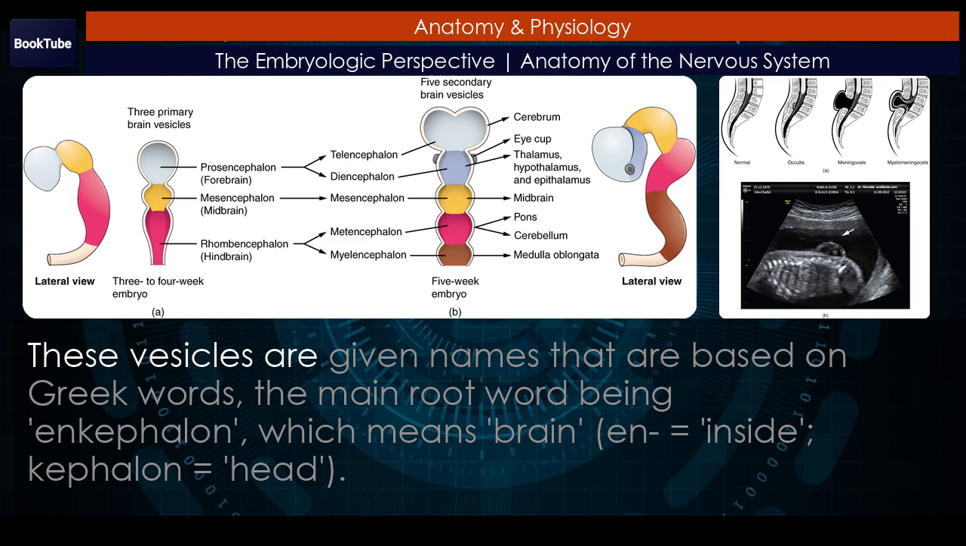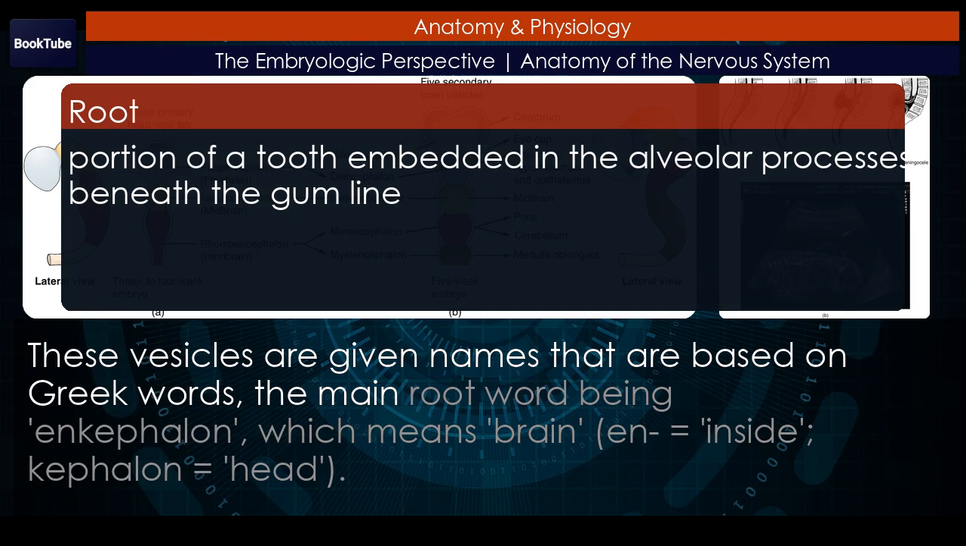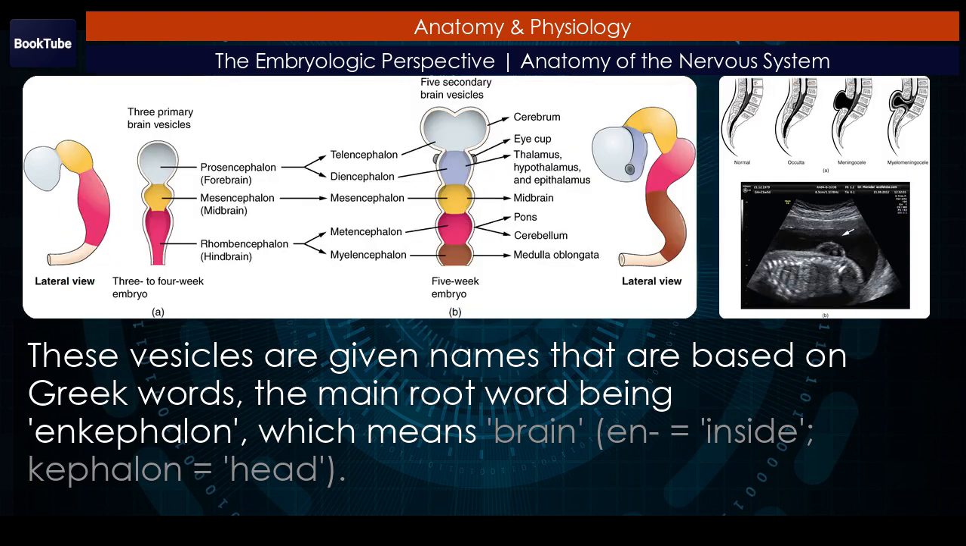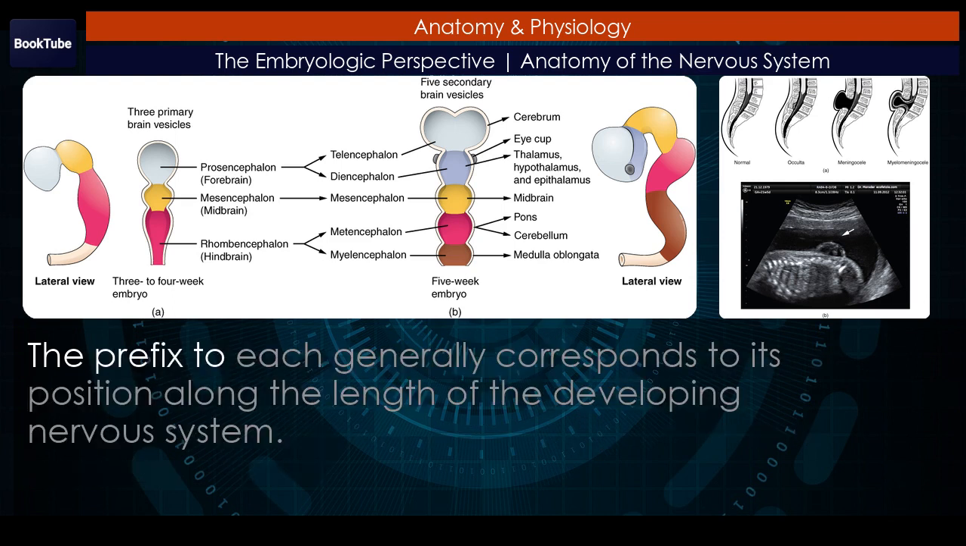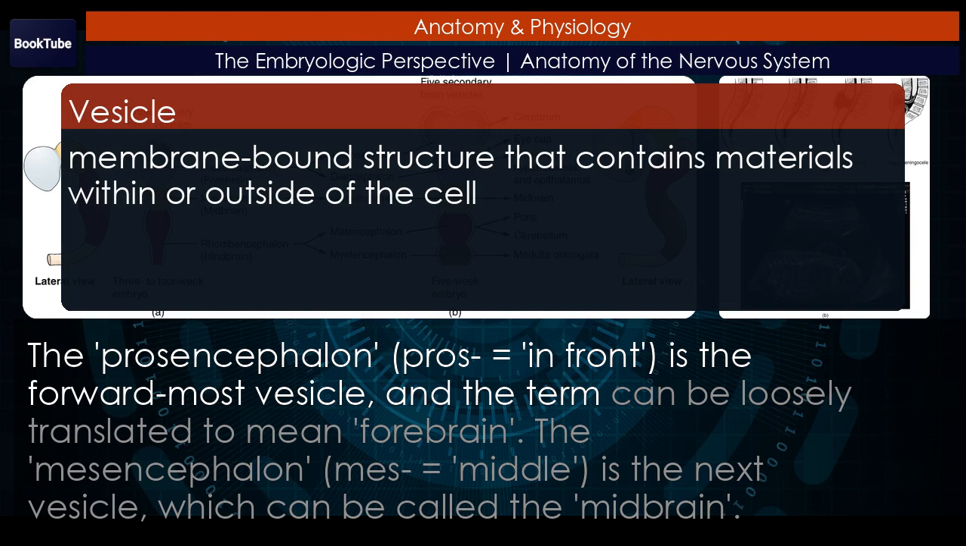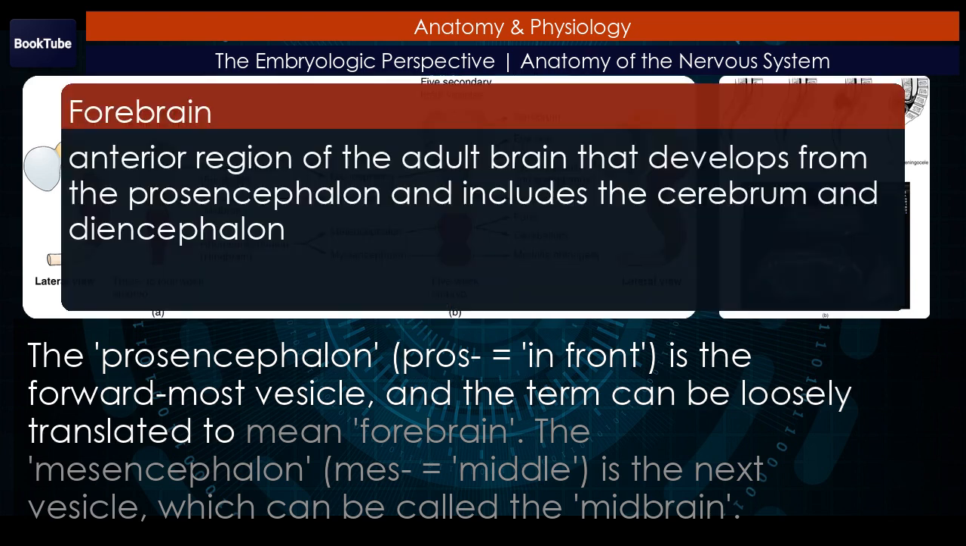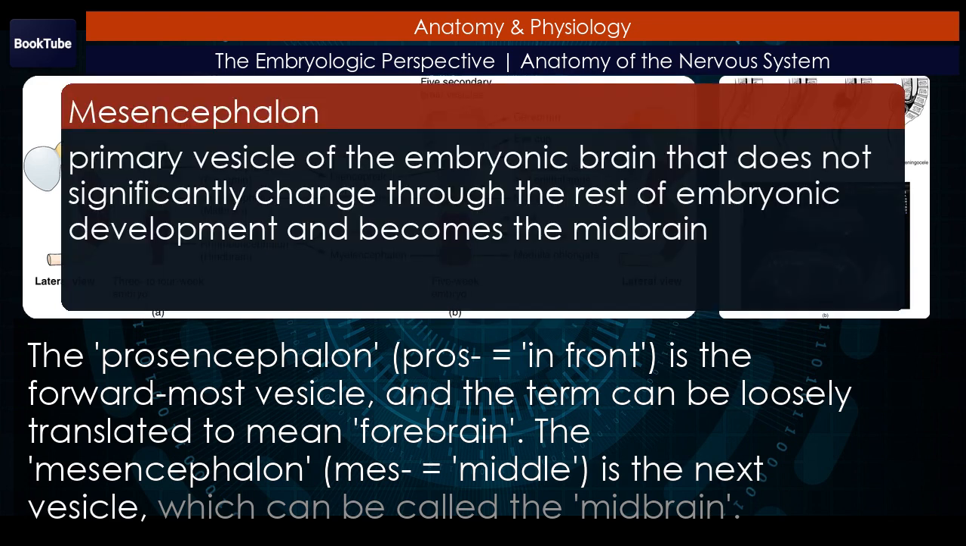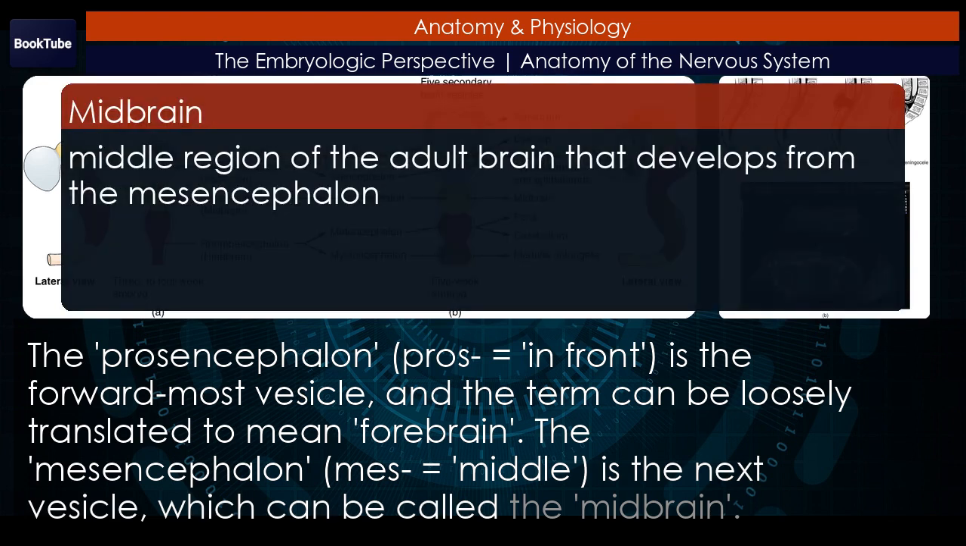These vesicles are given names that are based on Greek words, the main root word being encephalon, which means brain, and en equals inside. Cephalon equals head. The prefix to each generally corresponds to its position along the length of the developing nervous system. The prosencephalon, pros equals in front, is the forwardmost vesicle, and the term can be loosely translated to mean forebrain. The mesencephalon, mes equals middle, is the next vesicle, which can be called the midbrain.